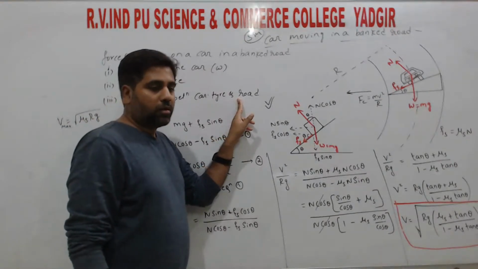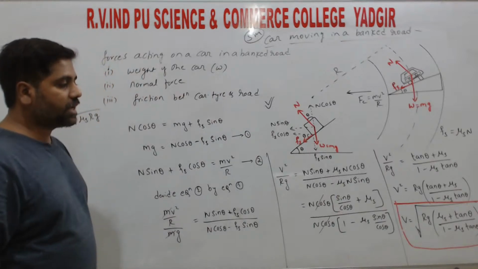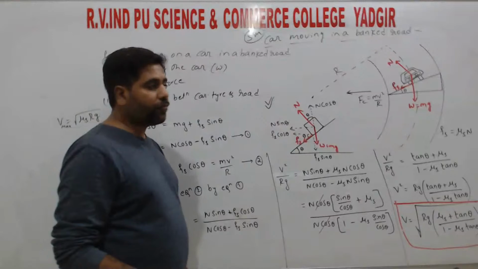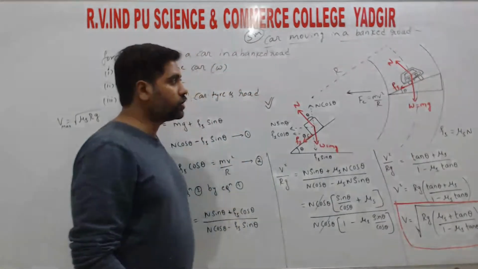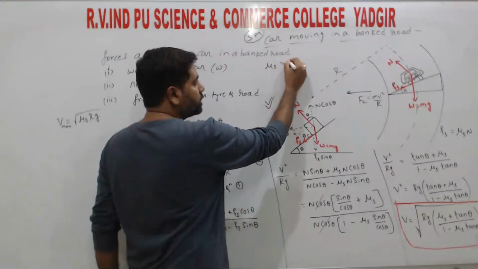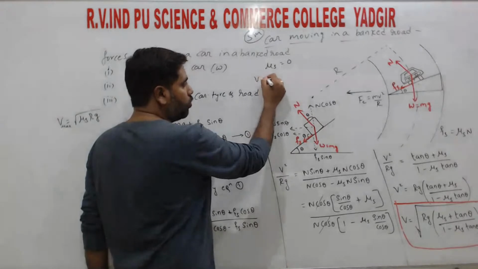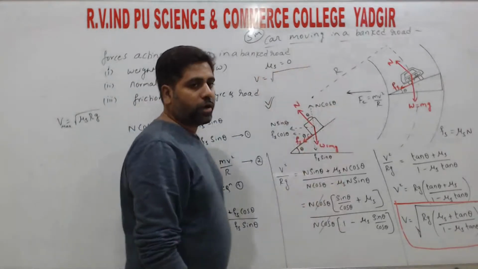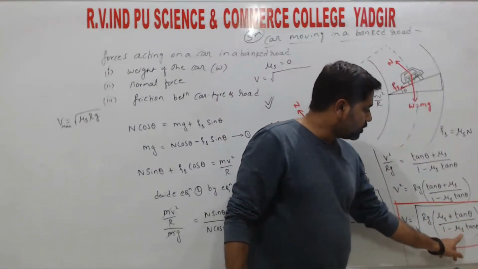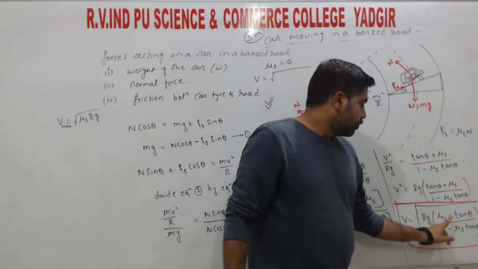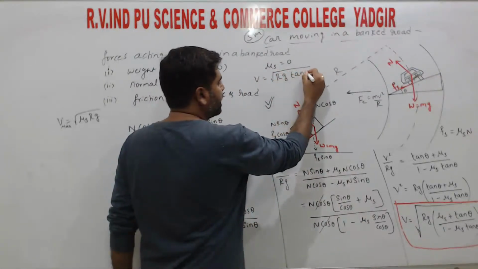So special cases: we have the relation v equal to the square root of Rg into mu s plus tan theta divided by 1 minus mu s tan theta. If the friction between the road and the car is 0, that means the coefficient of static friction mu s is equal to 0, that means there is no friction between the road and the car. Then the car will move with speed v equal to the square root of, wherever mu s is there we substitute 0, so 0 plus tan theta divided by 1 minus 0 into tan theta, which is tan theta by 1. That is v equal to the square root of Rg tan theta.